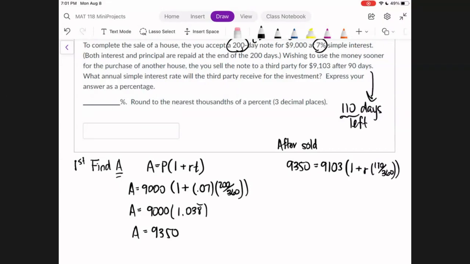Just to go over this question again, because we're not done: we're trying to figure out, if we do 9,000 at this many days at this interest, what will our A value be at the end? You can think of it as the note maturing. So if you sell the note to a third party for this much money after you've had it for 90 days, they have to figure out what their rate should be to get to that 9,350.